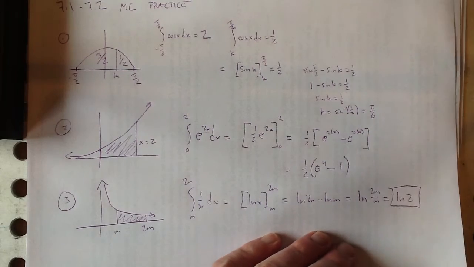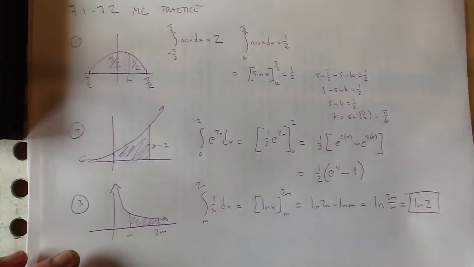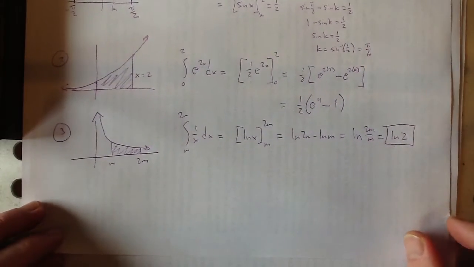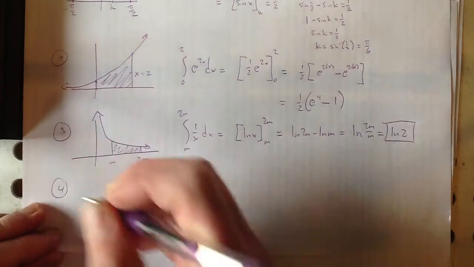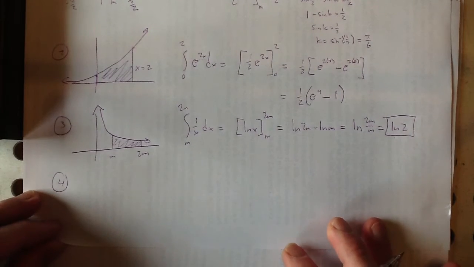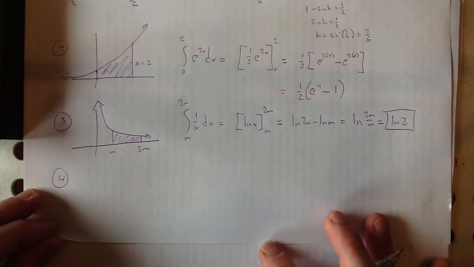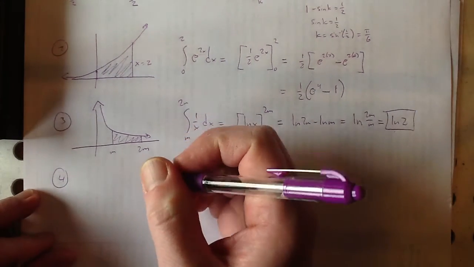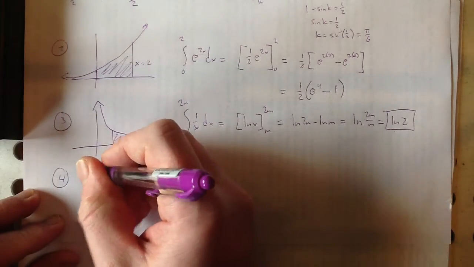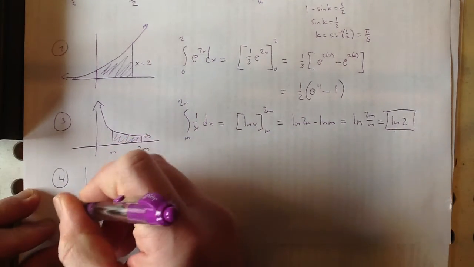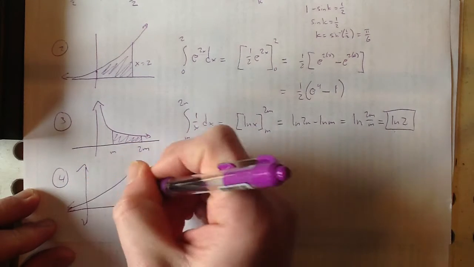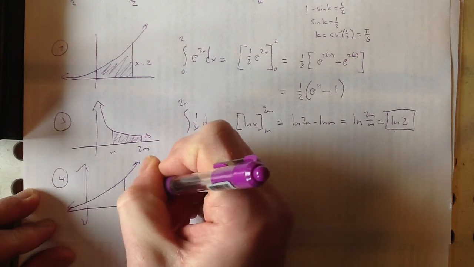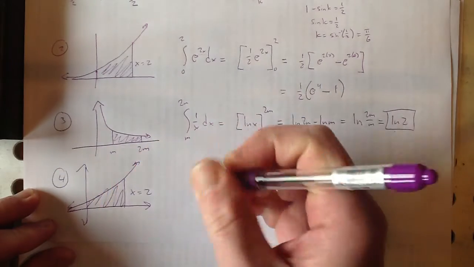Number 4, this is pretty similar to number 2. The area of the region bounded by the lines x equals 0, x equals 2, and y equals 0 and the curve. This time it's e to the x over 2. So I'll do this one quickly. It's very similar to number 2. It's this area.